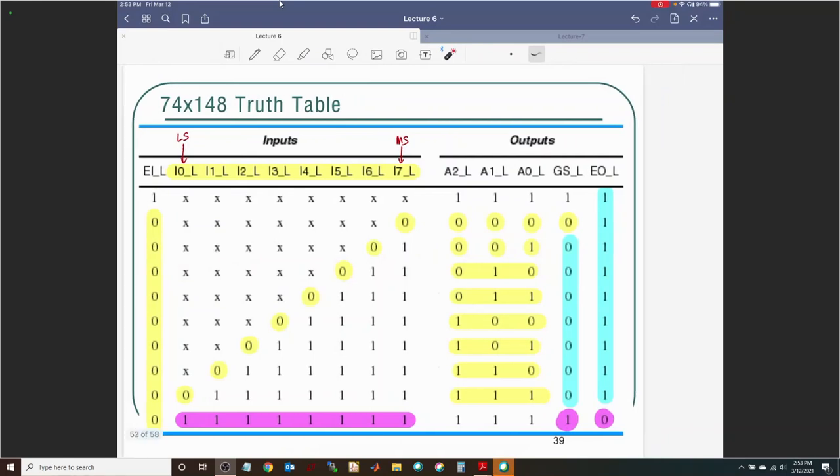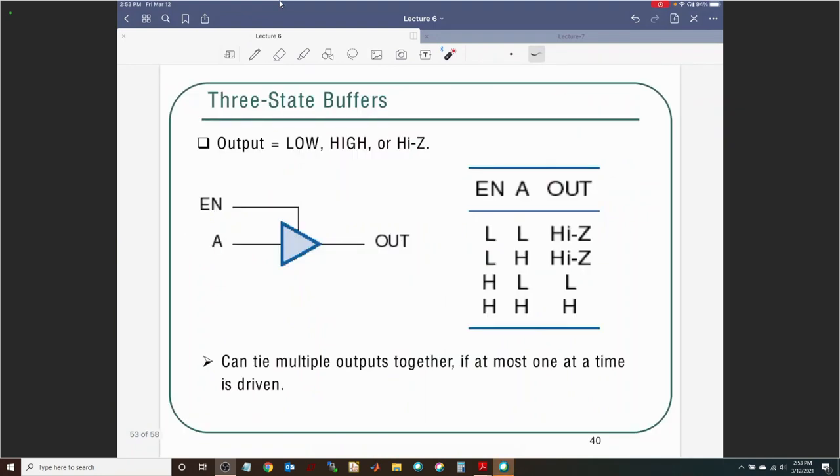All right, let me move on here. We talked about that. Now let's talk about the next combinational logic design component, which is the three-state buffer or the tri-state buffer. The primary application for that is to be able to tie multiple outputs together. I usually have a lot of fun making exam problems using tri-state buffers, and I'll show you where I have my fun. But let's talk about what this tri-state buffer allows us to do.